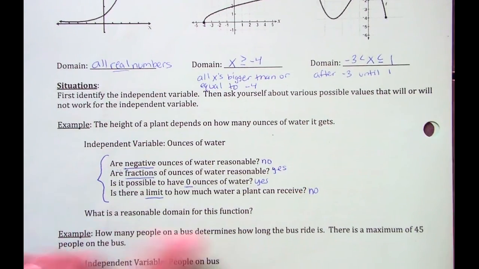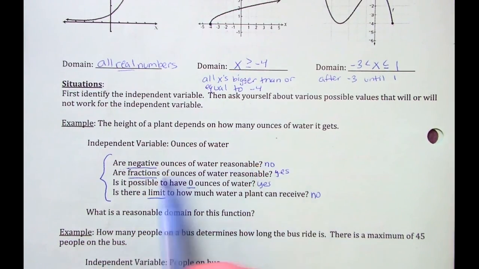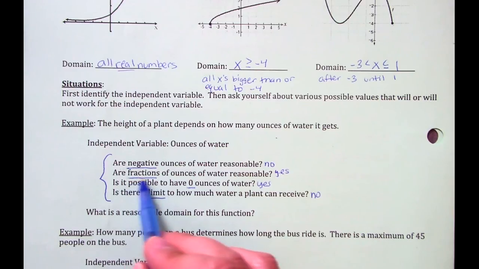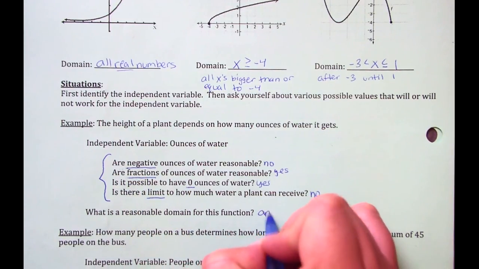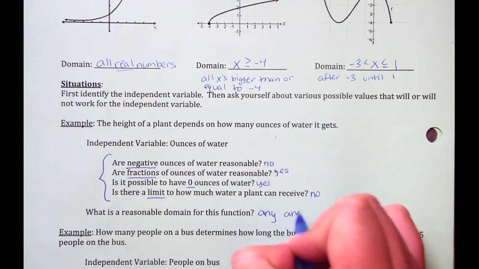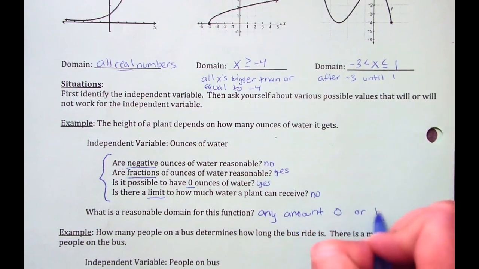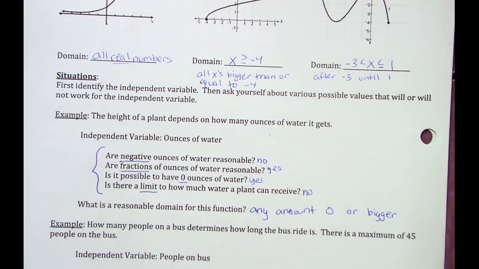So a reasonable domain for this function: it can't be negative, it can be a fraction, it can be 0, but there's no upper limit. So any number, fraction or not, 0 or bigger. That's what we can write. We can write any amount, 0 or bigger. That's one way to describe the domain of this function.